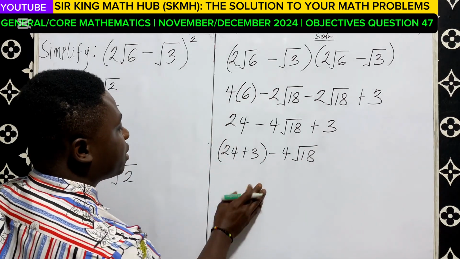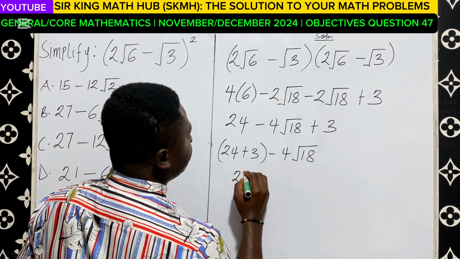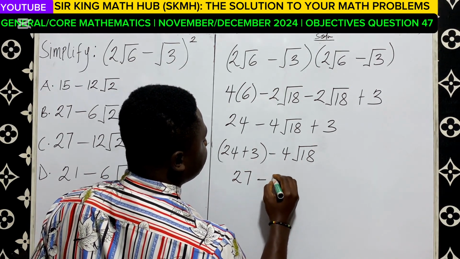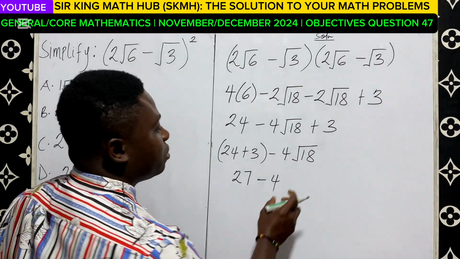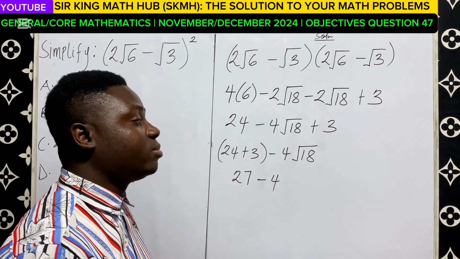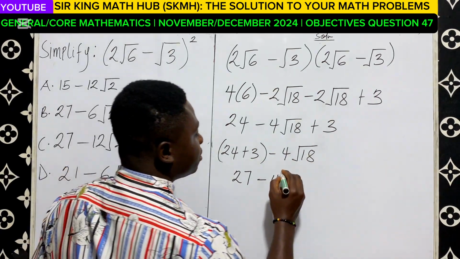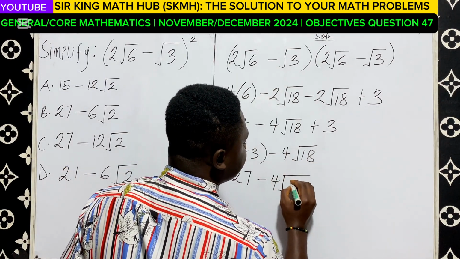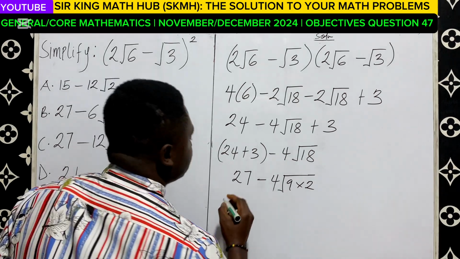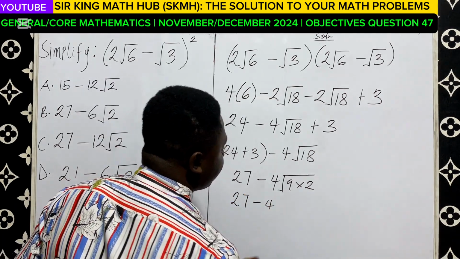But this can also be simplified as 24 plus 3, we have 27 minus 4. But root 18 is a surd which is not in its simplest form. So let's simplify root 18. So root 18 could be written as 9 multiplied by 2. So we have 27 minus 4.